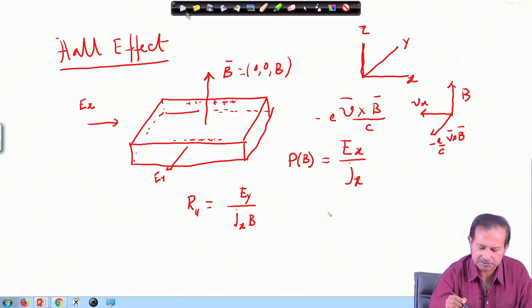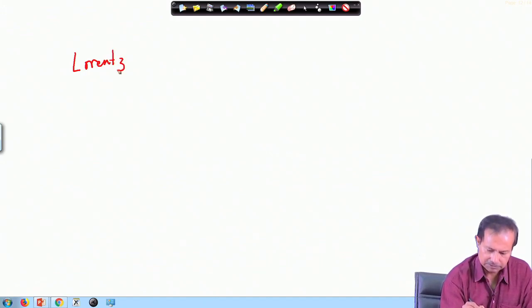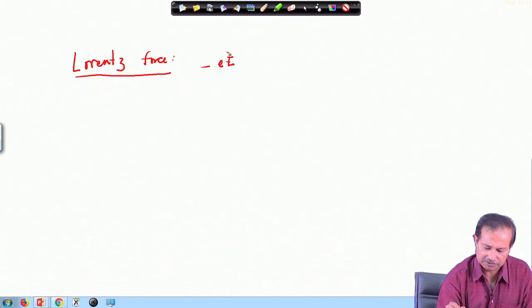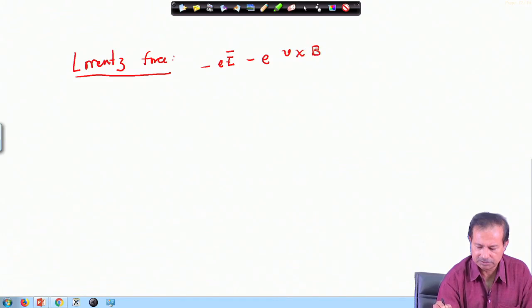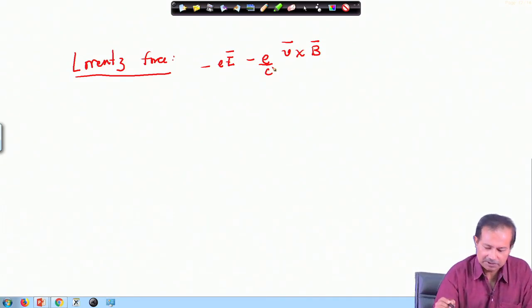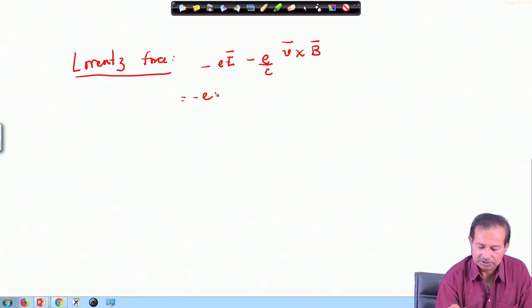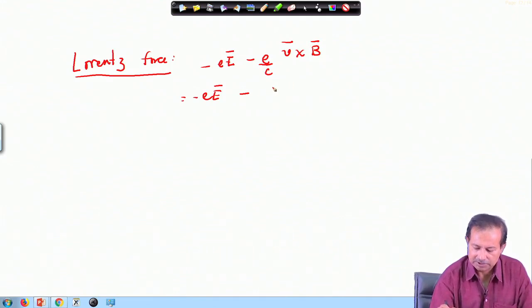So, let us just go ahead and do the calculation. See, the Lorentz force is minus e times the electric field plus minus e v cross B by c in Gaussian units. Now, if you do that, this part gives me minus e times the electric field, minus e by c.